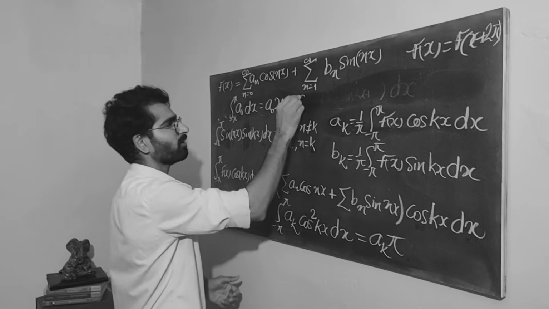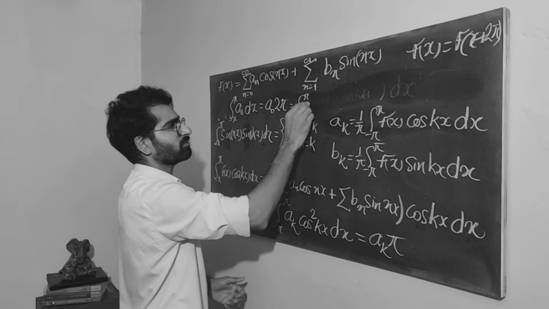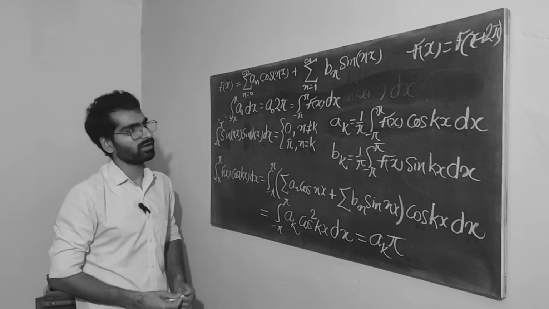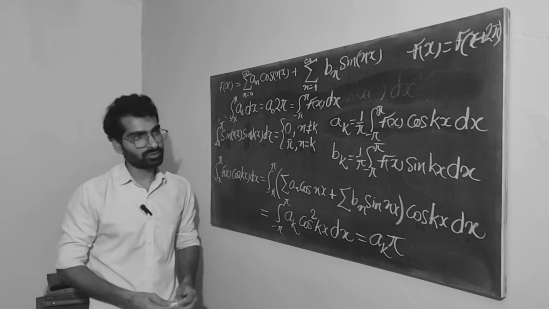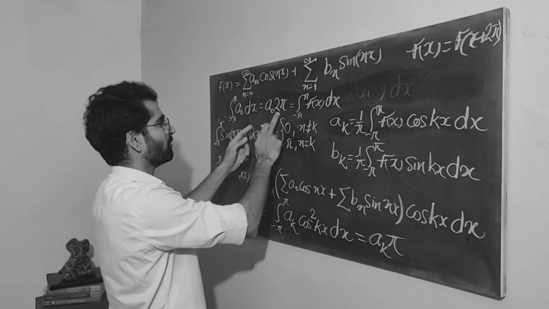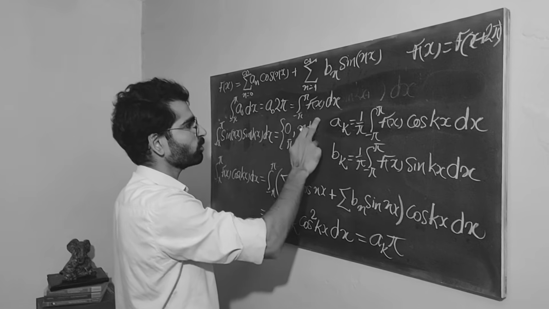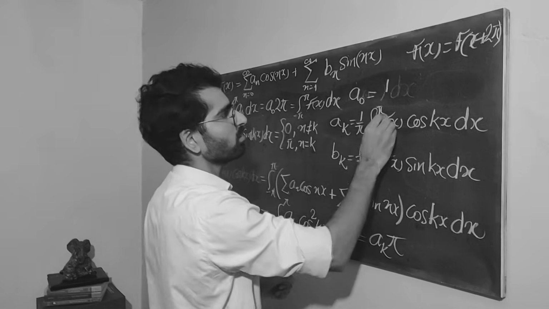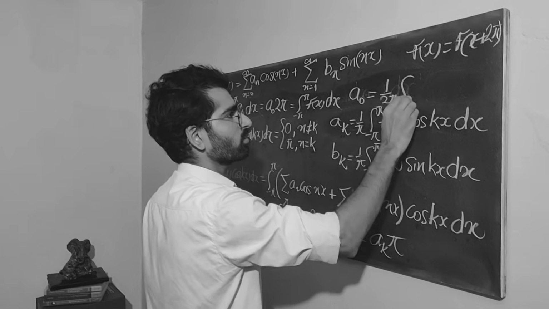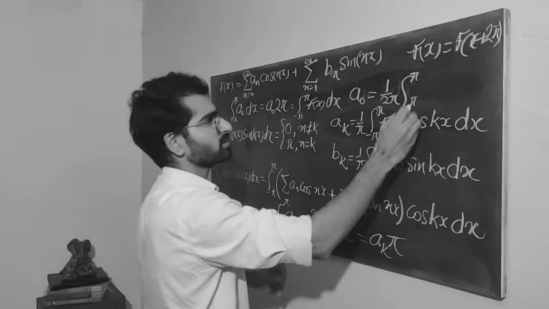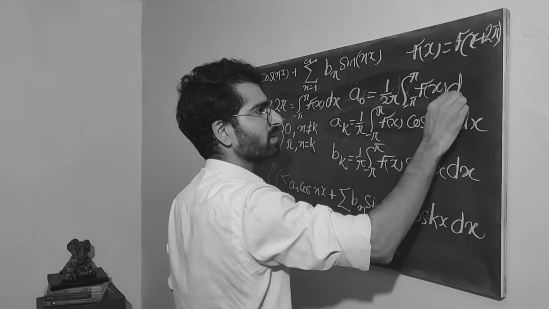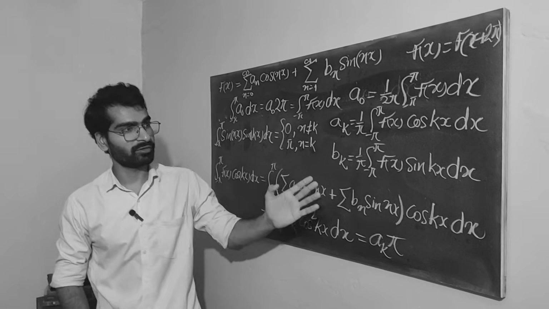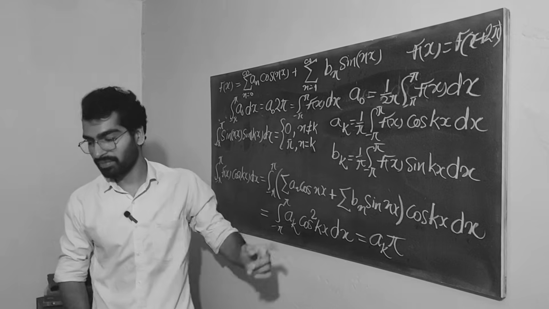And this was the function that we were integrating without multiplying cosine kx, right? And so you have found a0. All you have to do is divide this by 2 pi. So a0 is going to be 1 over 2 pi from minus pi to pi of that function dx. And these were the amplitudes we were looking for. There you have it, a0, ak, bk.